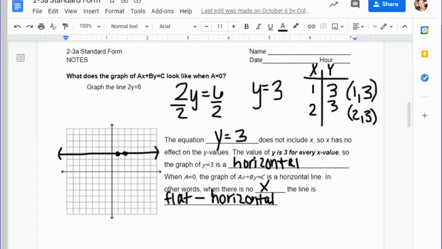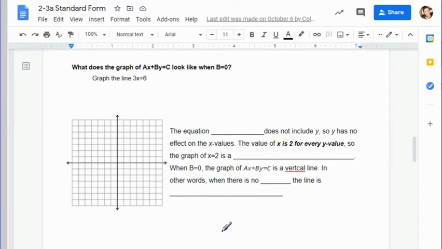Now we're going to do the same thing, but this time there is no y. So when we solve this, we've got 3x equals 6. We're going to divide by 3 on both sides, so x is equal to 2. So this time we have no y in our equation. It's just x equals 2. So last time, if y equals was a horizontal line, what do you think x equals will be? Yeah, x equals will be a vertical line.